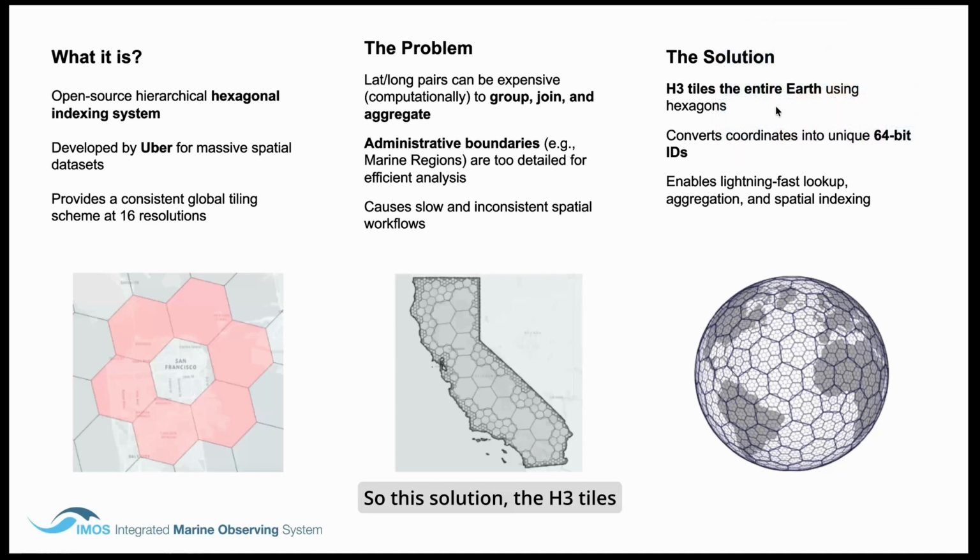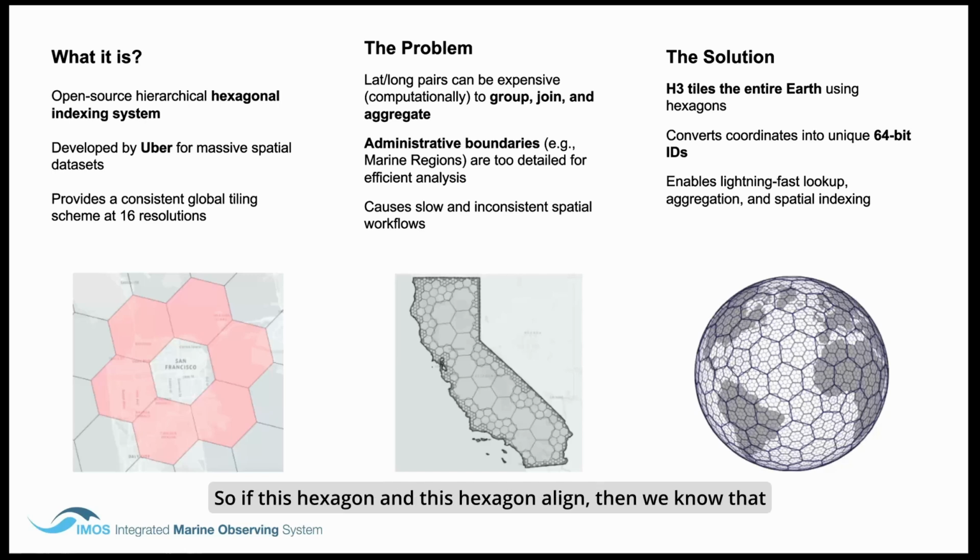So this solution, the H3 tiles that tile the entire Earth, converts basically regions into unique IDs and tags. And this allows us to reduce our lookups from geometry interactions, and they boil down to just a regular old string match. So if this hexagon and this hexagon align, then we know that these things are related.